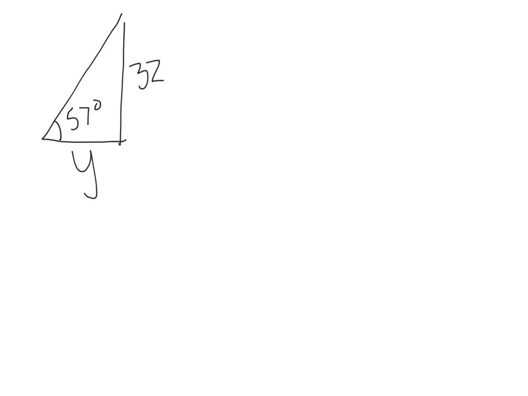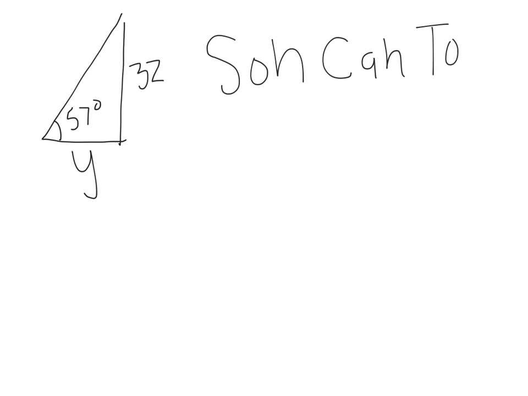So if I'm looking at SOHCAHTOA, and you could go into cosecant and secant and cotangent, but since we're more familiar with SOHCAHTOA, we'll stick with that for now. So I want to use the trig identity that helps me with what I've been given, the 32 and the y.